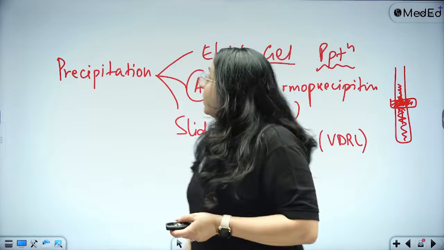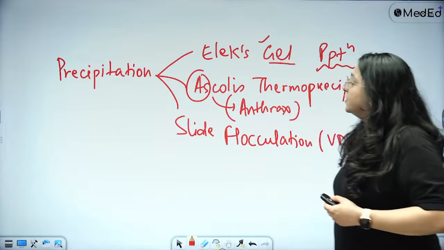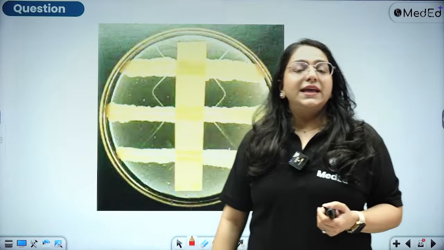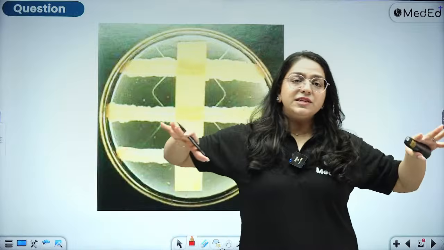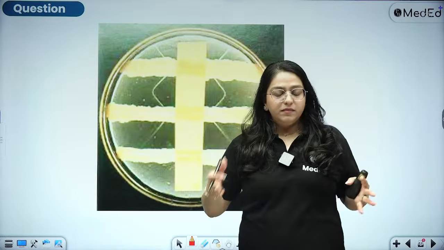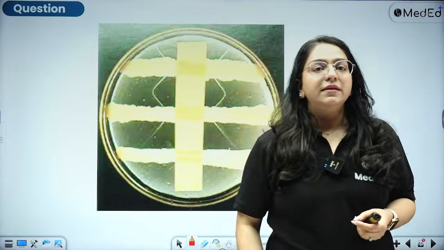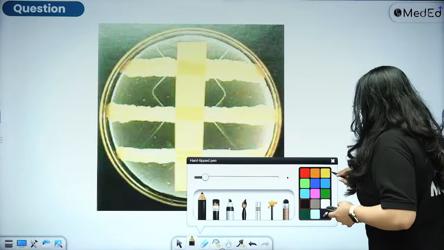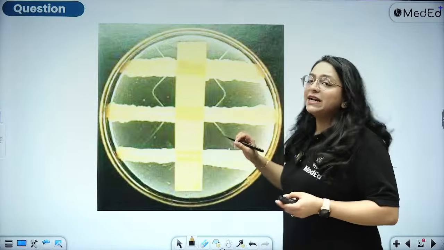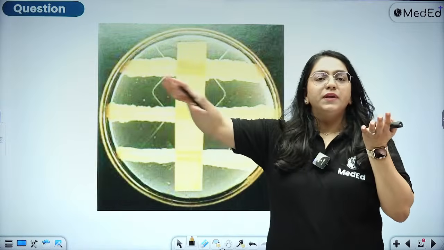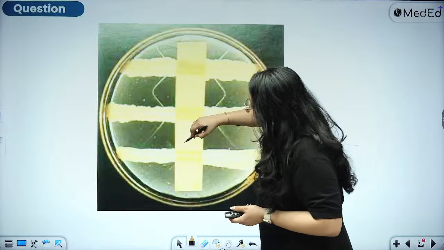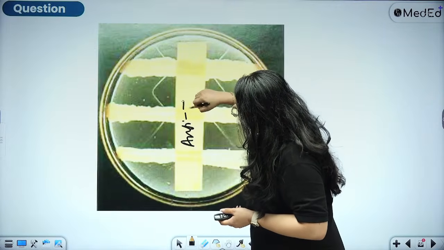Right? What is happening in Elek's gel precipitation? You have a petri dish. In the petri dish, in which dimension are your anti-sera and toxin moving? This is also 2 direction, but 2 dimension, because it will now move in a plane. So what will happen? You have an antitoxin strip.